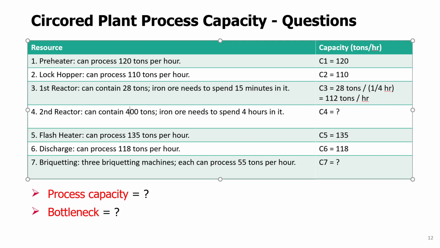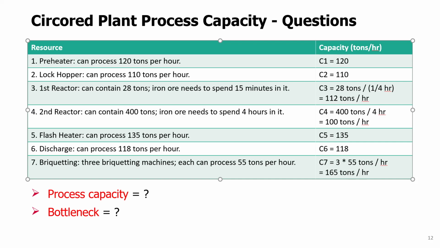And then we have the second reactor, a similar situation. You can load it with 400 tons of iron ore, and this needs to be processed for 4 hours. Again, assume including loading and unloading time. So again, we can say 400 tons per 4 hours, which is equal to, this is easy, 100 tons per hour. And the final step, there are 3 briquetting machines, and each of them can process 55 tons per hour. Each of them can work in parallel. That means we have 3 times 55 tons per hour. So we can say this is 165 tons per hour.